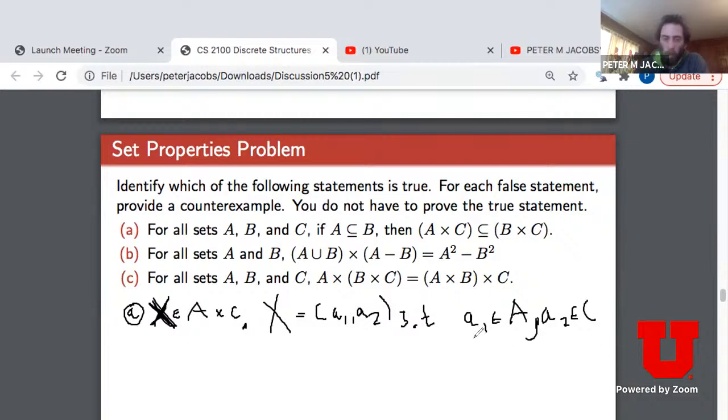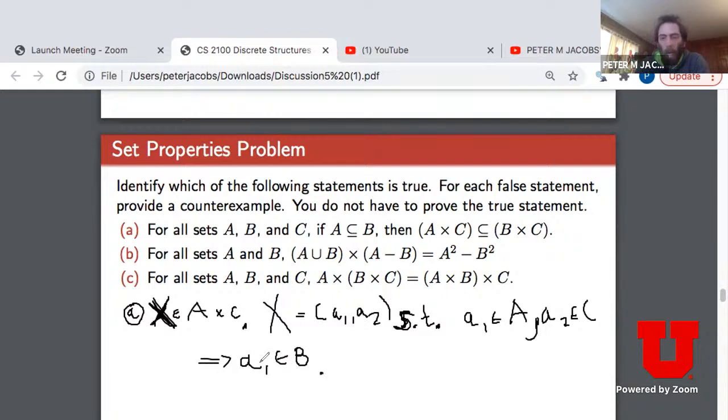So now we observe that A is a subset of B. That means that if A1 is in A, then A1 is in B. What does that say before A? Oh, I think this is "such that." S.T. is such that. Yep. Okay, so A1 is in A and A is a subset of B. So A1 is in B.